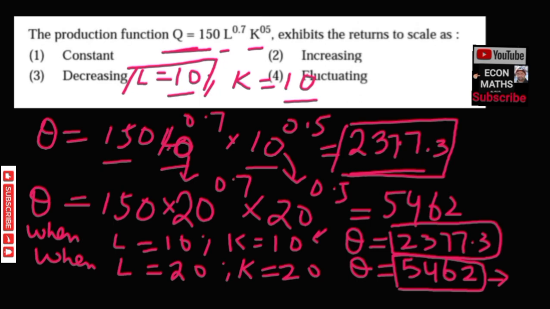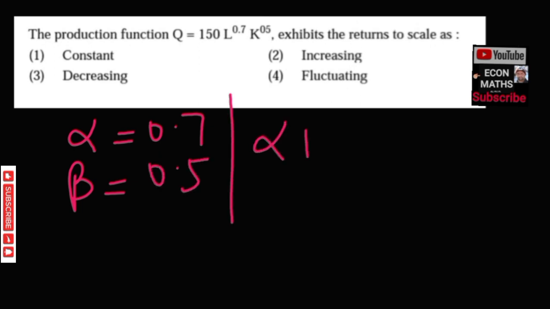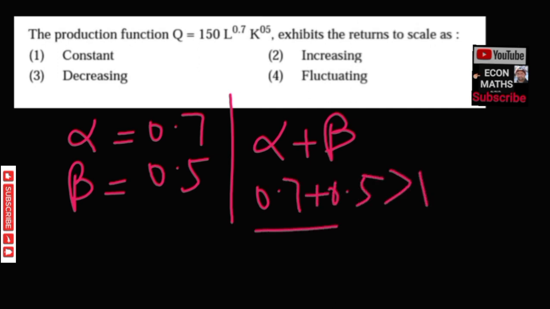Okay, in this case we can safely say that the given production function exhibits increasing returns to scale because our alpha was 0.7, beta was 0.5, and alpha plus beta, that means 0.7 plus 0.5, was greater than 1. So I have shown you how it is done.